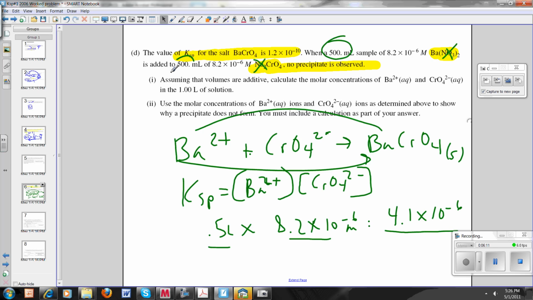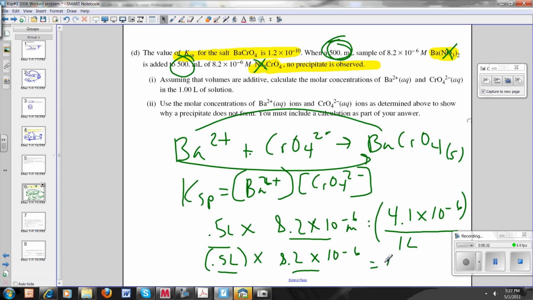Well, I have 500 plus 500. They're making it easy. It's going to be 1 liter, so that's going to be the same as the molarity. For the other one, they made these the same, 0.5, and you'd still do it the same process. Liters times molarity, 8.2 times 10 to the negative 6. Liters times molarity gets me moles, 4.1 times 10 to the negative 6. And then I divide by the new volume.